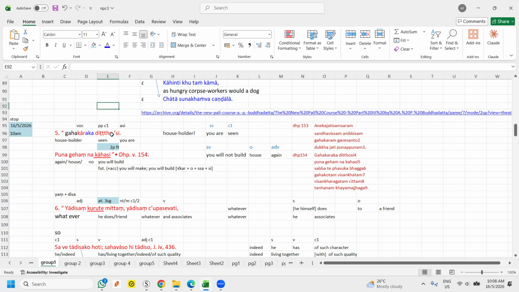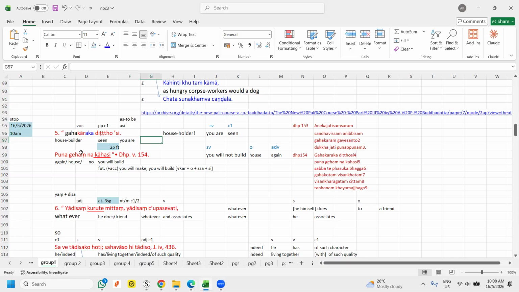Now, if you look at this, it is a past participle, dittho. Can you see this apostrophe? When you see an apostrophe, most likely it's a vowel, so it's A, E, I, O, U only. It won't go very far. In this case, it's A. This is a second person. The root is AS, to be. The root AS is to be. Asi is second person, so you can translate it.